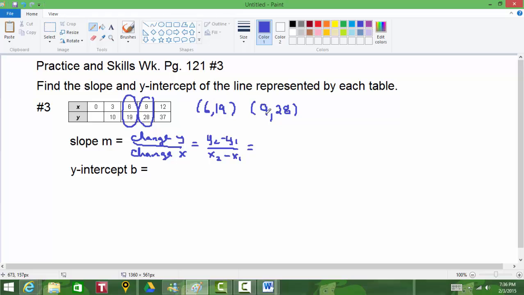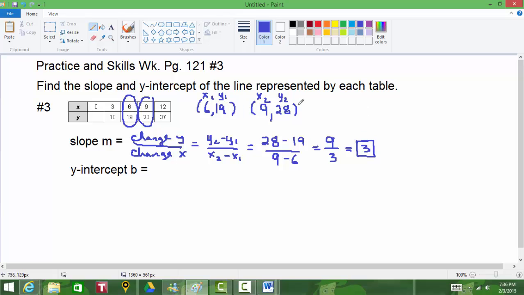So what I'm going to do is find the difference between the y values. Remember, this is your x1, y1, x2, y2. So I have a 28 here, and I've got a 19, so I'm going to find that difference. I'm going to go 28 minus 19. And then for my x values, I'm going to go 9 minus 6. And if I subtract, I end up with 9 over 3. And then if we simplify it, we get a 3. And that would be our slope.